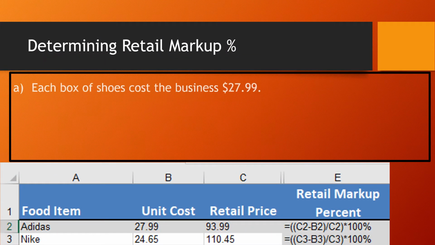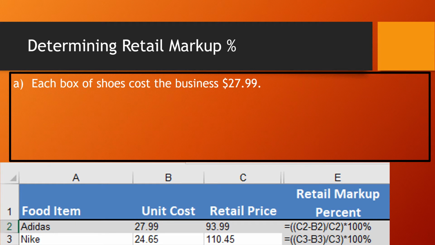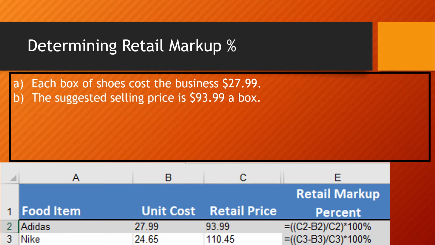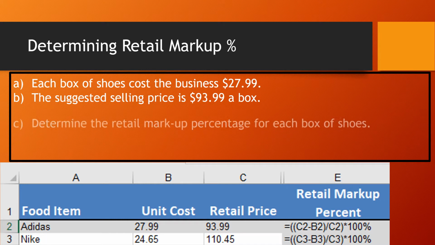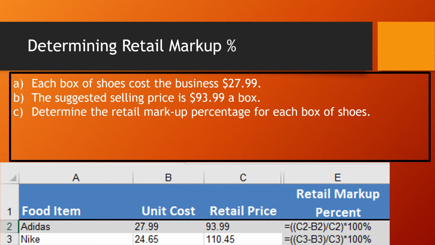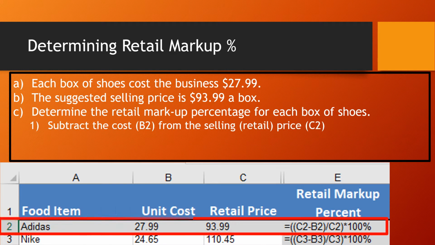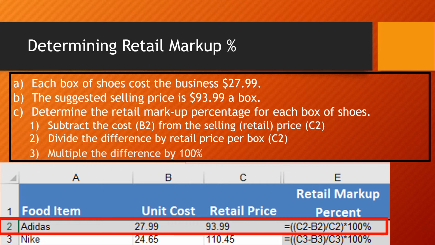Determining retail markup percent. Each box of shoes costs the business $27.99. The suggested selling price or retail price is $93.99 a box. To determine the retail markup percent for each box of shoes, 1. Subtract the cost from the selling price or retail price. Divide the difference by retail price per box. Multiply the difference by 100%.